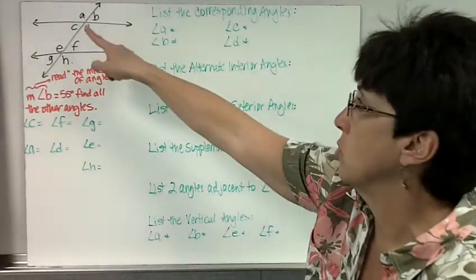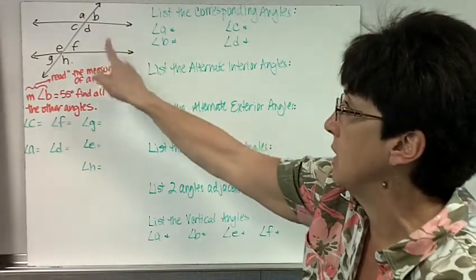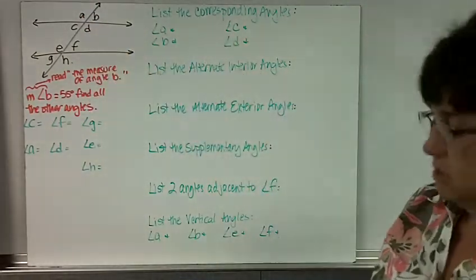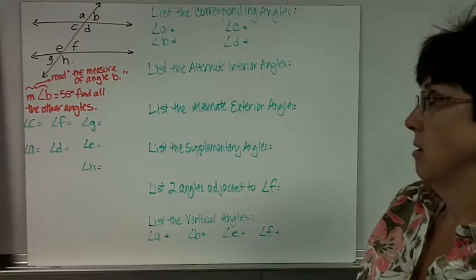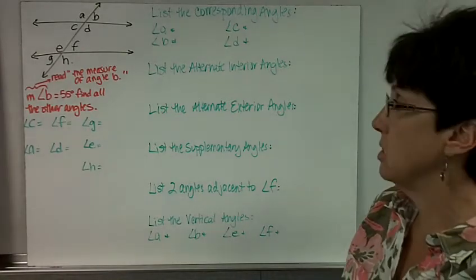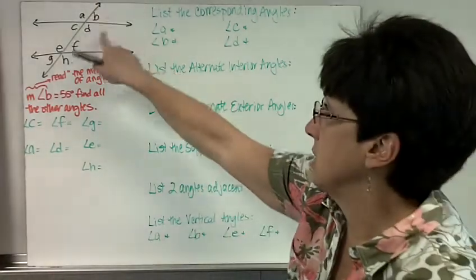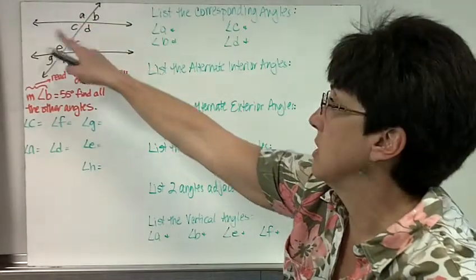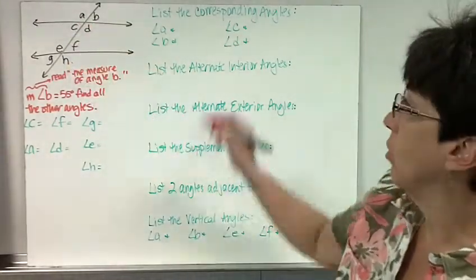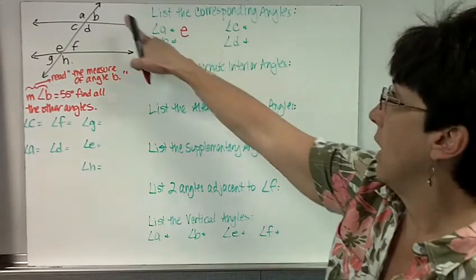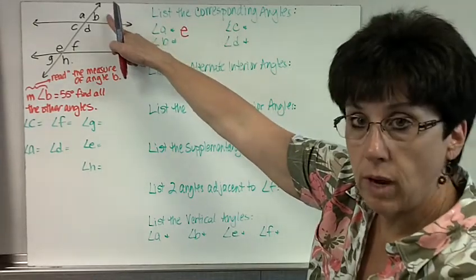And here's our transversal. We have angles A, B, C, D, E, F, G, H. Let's list the corresponding angles. Corresponding means same relative position. So angle A is in the upper left. What's in the upper left here? Hopefully you said E. Angle B is in the upper right.